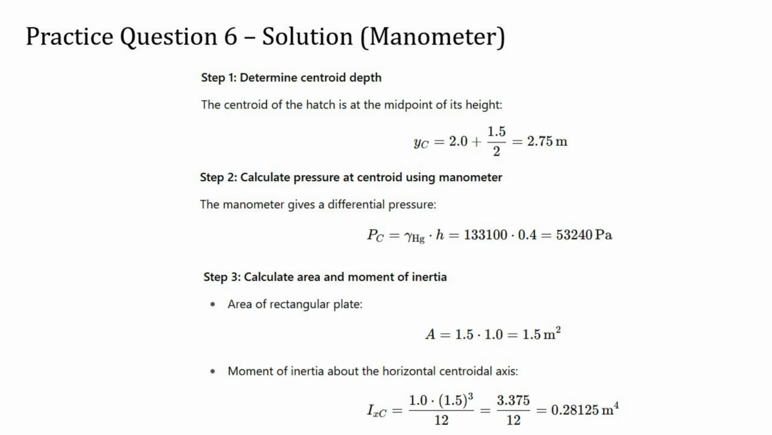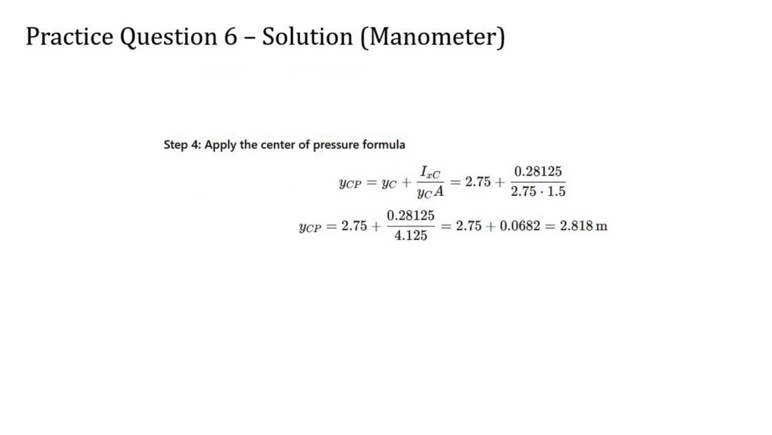0.28125 cubic meters. Now we apply the formula for the center of pressure, which adds a correction term to the centroid depth. This term is the moment of inertia divided by the product of the centroid depth and the area. Substituting the known values, we get roughly 2.82 meters. This matches answer option B.